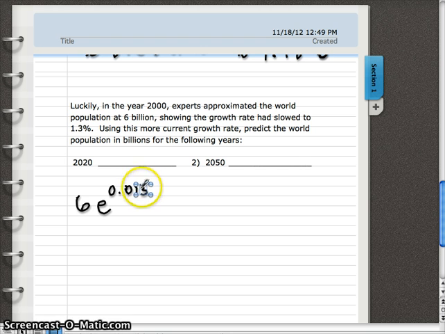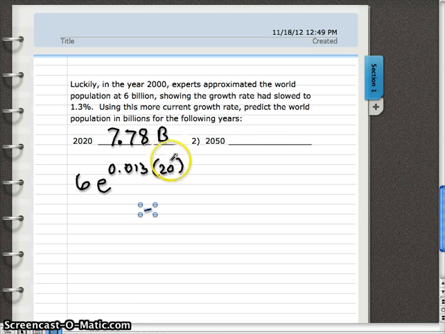Now it's going to be 0.013. And t is going to represent the amount of time since 2000, because that's when we measured our population of 6 billion. So in the year 2020, that's only 20 years later. So we'll substitute 20 in there. Let our calculator do the math, and we get about 7.78 billion people. So a little bit better numbers there. Earth can sustain that a little bit better.